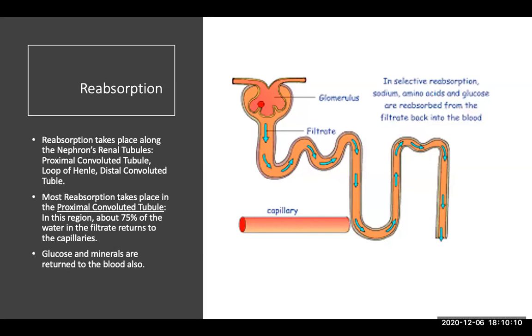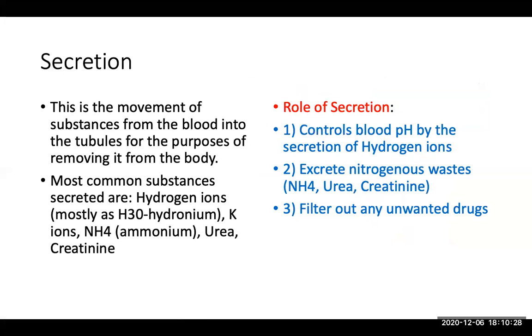Reabsorption takes place along the nephron's renal tubules in the proximal convoluted tubule, the loop of Henle, and the distal convoluted tubule, but most takes place in the proximal convoluted tubule. About 75% of the water in the filtrate will return to the capillaries there, and glucose and different minerals will be returned to the blood also.